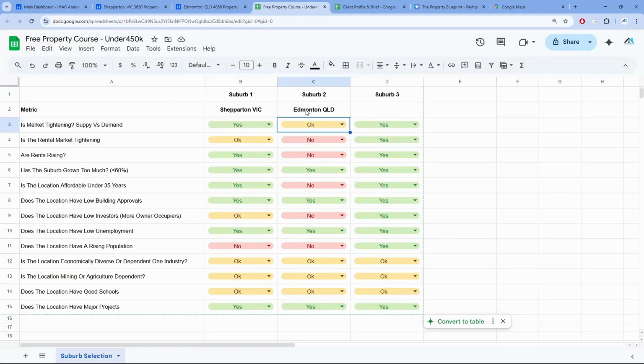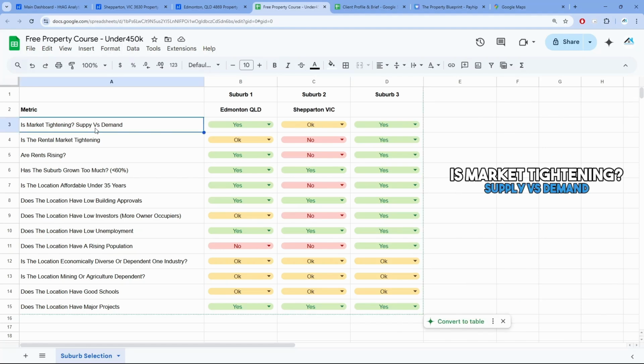And there are a couple of things that we want to be looking at. I'm going to break it down for you. The first metric we want to look at is the market tightening. Is their supply and demand good?